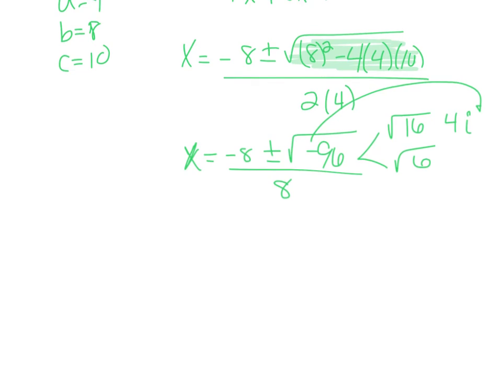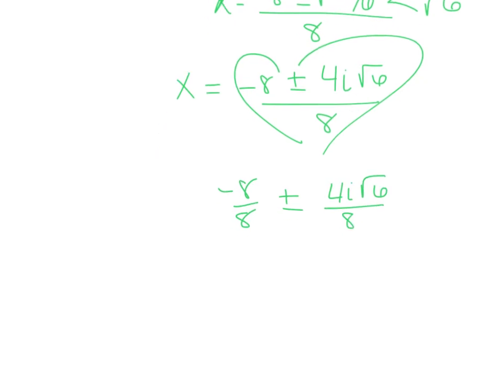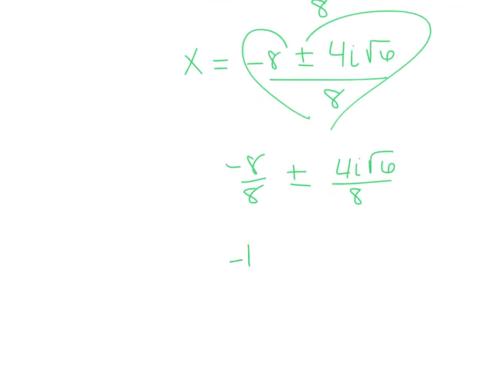That's why they're saying A plus BI form. -8 plus or minus, now it's going to be 4I square root of 6 all over 8. Remember to share the love, which means share the denominators to both terms. And you're going to just simplify. So this gets you -1 plus or minus 4 over 8 is 1/2. So I square root of 6 over 2 is fine, and that is what X equals.